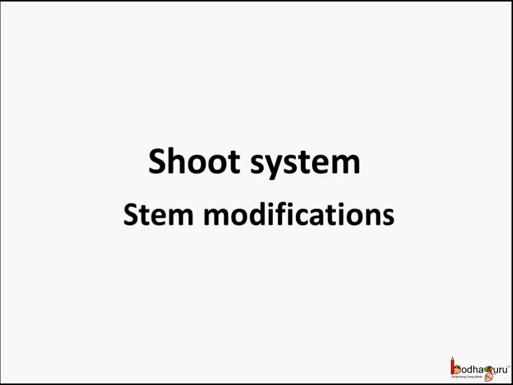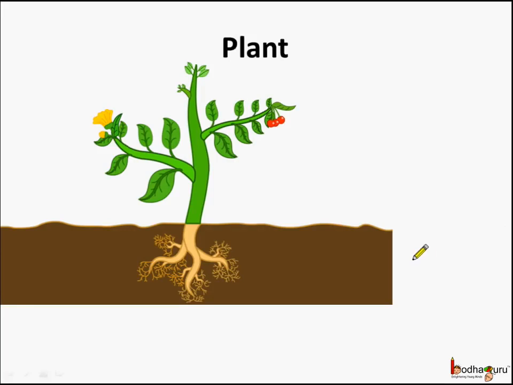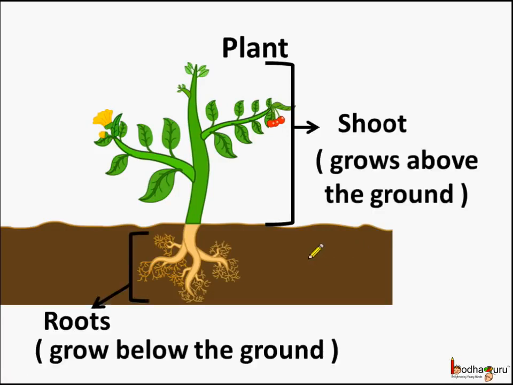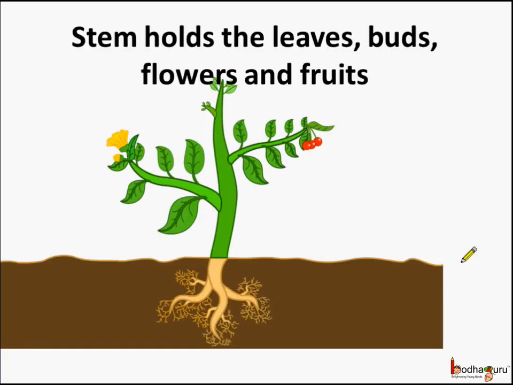Modifications which are there to perform certain specific tasks. First, what is the shoot system? The part of the plant which grows above the ground is called the shoot, and the part which grows below the ground is called roots.